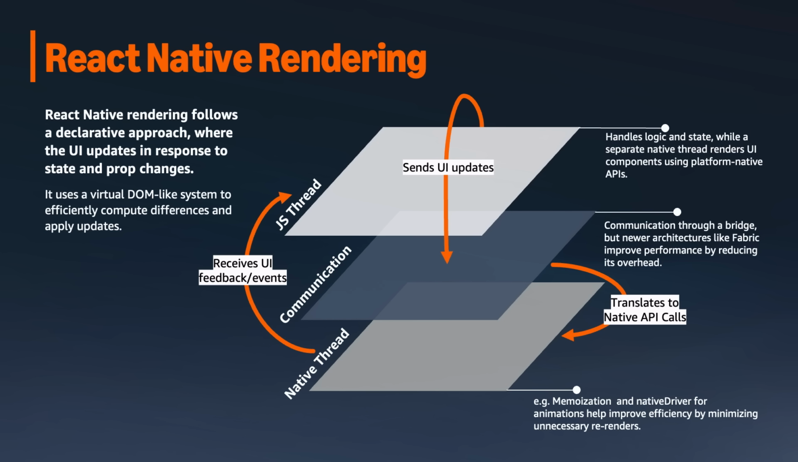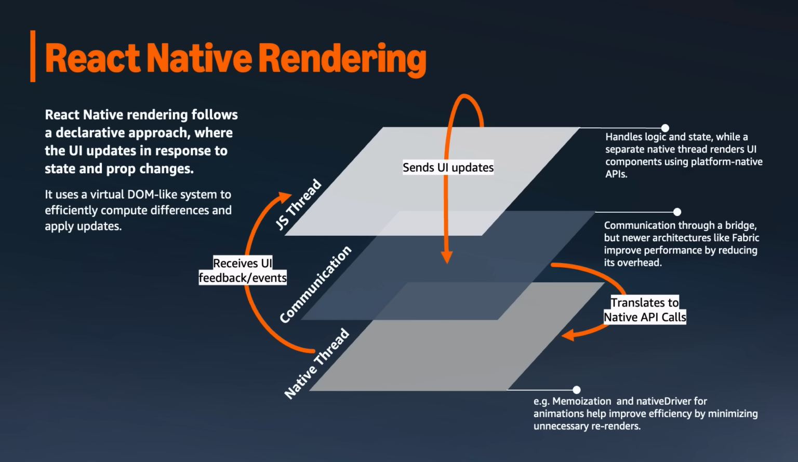When we look at React Native rendering, it follows a declarative approach where the UI updates in response to the state and prop changes, right? So it uses a virtual DOM or a virtual DOM-like system to efficiently compute differences and apply updates. So if we look at this graphic here, what that means from top to bottom is that our JS thread handles the logic and state, while a separate native thread renders UI components.